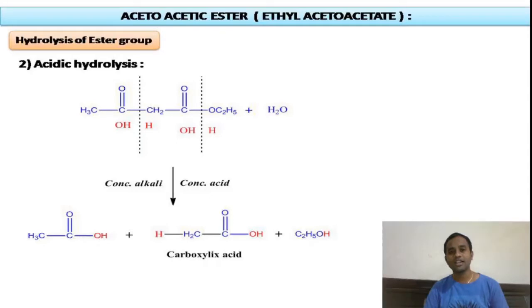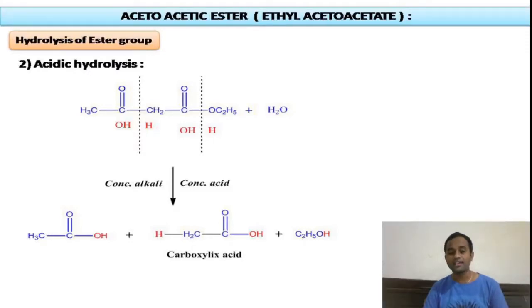Coming to the acidic hydrolysis, right? Our acetoacetic ester upon heating in presence of concentrated alkali or in presence of concentrated acid medium undergoes hydrolysis, leading to the formation of a carboxylic acid, right? Since in this hydrolysis carboxylic acid is the main product, this is named as the acidic hydrolysis. And ketonic hydrolysis takes place in presence of dilute alkali, whereas acidic hydrolysis takes place in presence of concentrated alkali.